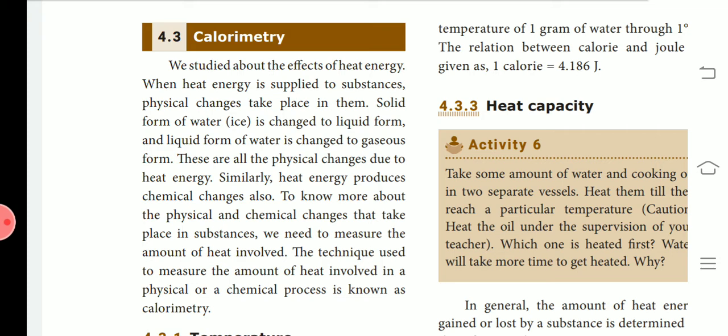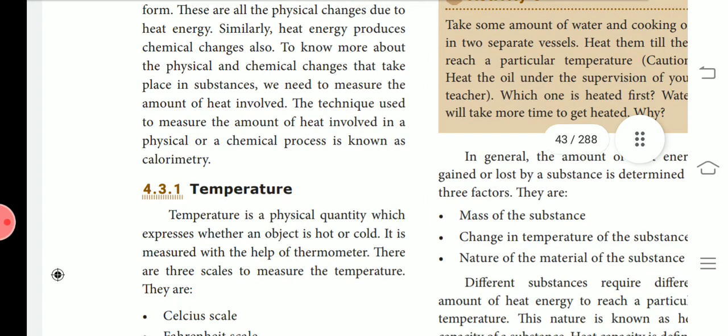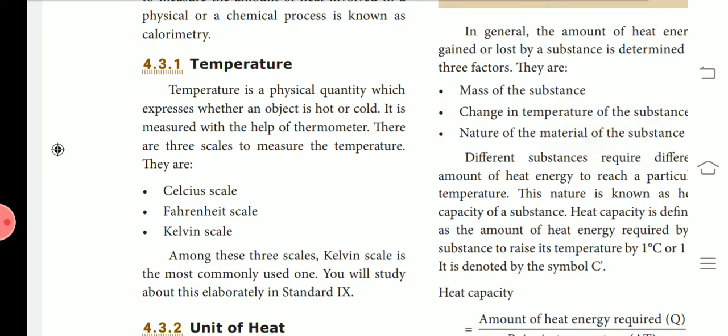So we need to measure the amount of heat involved, and this technique to measure the amount of heat involved is called calorimetry. That too mainly where some physical change or chemical process has to take place. Temperature, you all know, is a physical quantity, and to test whether an object is hot or cold, we use temperature. A thermometer is an instrument we use to measure temperature. The three different scales are Celsius, Fahrenheit and Kelvin.